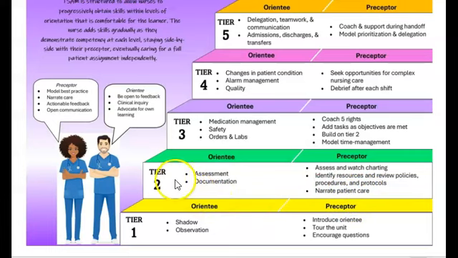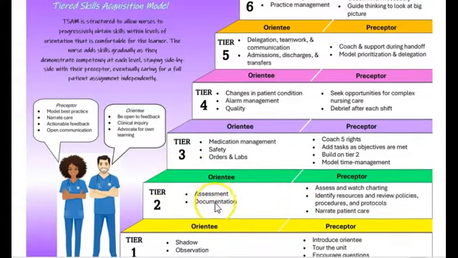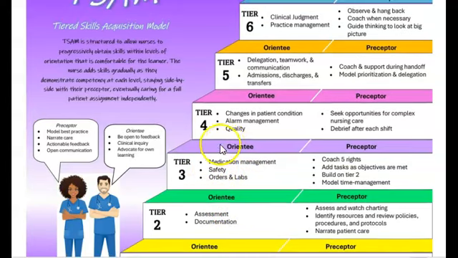The important thing to note about the tiered skills acquisition model is as the orientee progresses, they will continue to do the care for that tier as they progress to the next tier. So for example, as they complete Tier 2 assessment and documentation and move on to Tier 3, which is medication management, they should also continue to do the assessments and documentation. As they move forward to Tier 4, they will do everything from Tiers 2 and 3, as well as learning Tier 4, and so on.